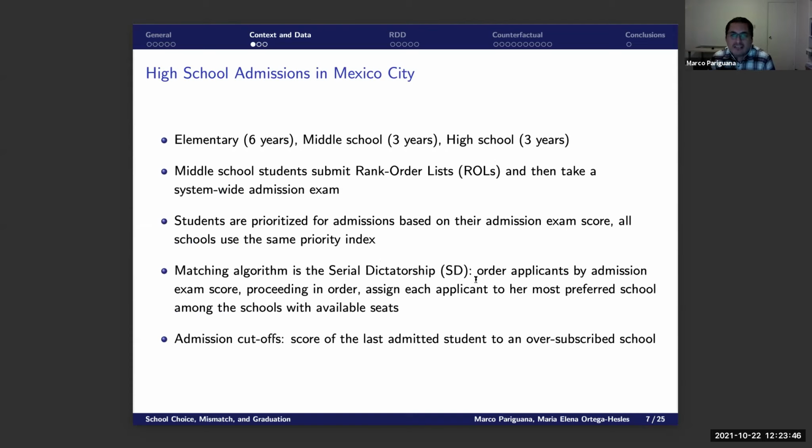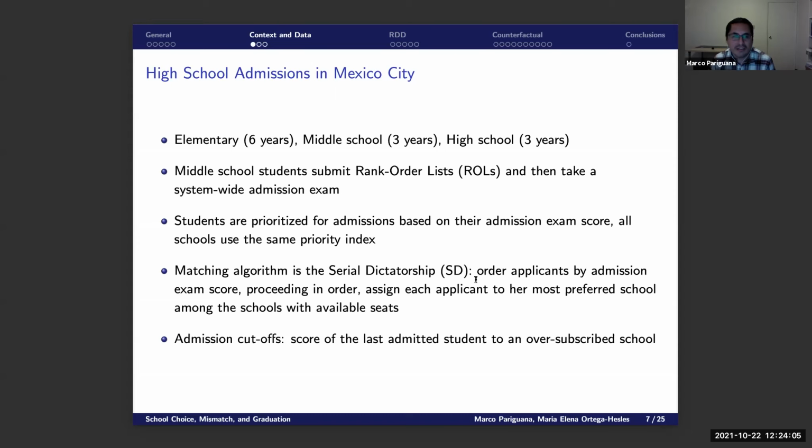So now about the data and about the context of education in Mexico City. So there are 6 years of elementary school, 3 years of middle school, and 3 years of high school. So middle school students submit rank order lists and then take a system-wide admission exam. So this is the main input to create this priority index for admissions. Students are prioritized based on this admission exam score, and all schools use the same priority index.